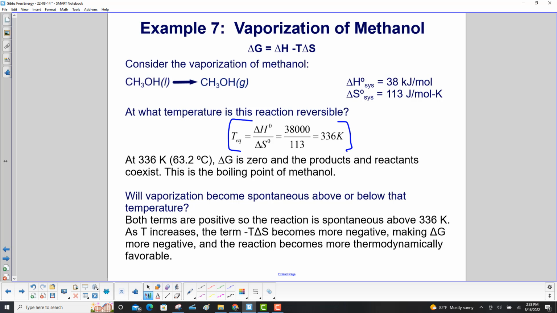Will vaporization become spontaneous above or below that temperature? Both terms are positive, so the reaction is spontaneous above 336 K. As T increases, this term here, negative T delta S, becomes more negative, which makes delta G more negative, and the reaction becomes more thermodynamically favorable.